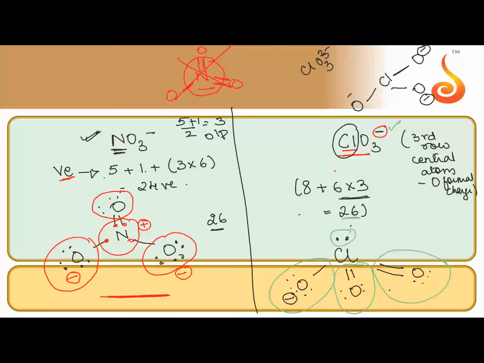I'll ask you one question so that we are completely cleared with all this concept. Can you try to draw structure of phosphate ion, PO4 3 minus? What will be your approach? This approach, right? Because phosphorus is third row element, you can expand its octet. Did you understand my question? I'm asking you to draw for PO4 3 minus. How many double bonds and single bonds are there?